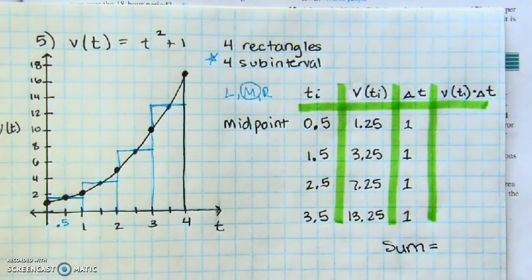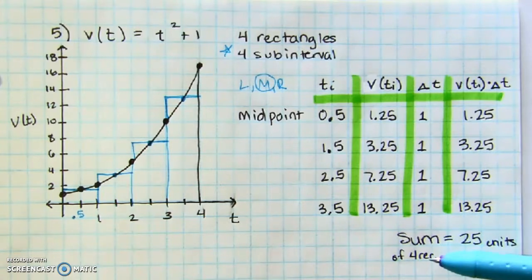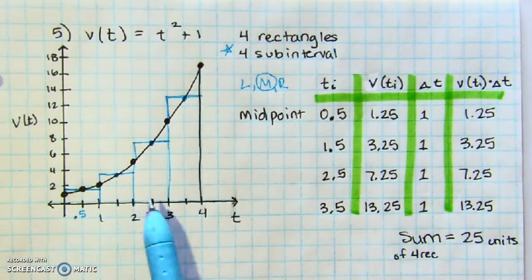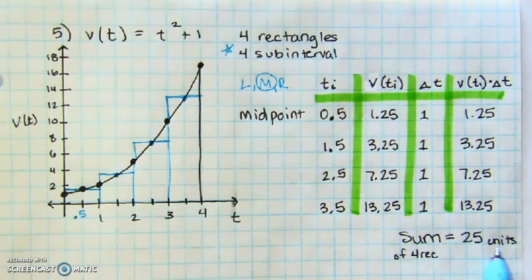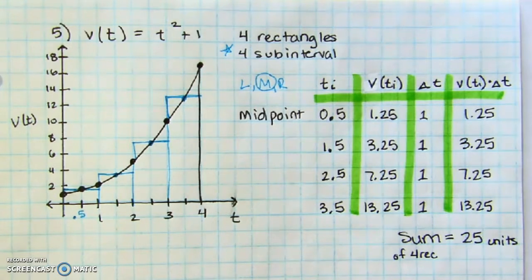I'm going to pause and add it up. All right, I paused it and I added it up and we got a whole number, 25. So that was the sum of these 4 rectangles that I drew here. You can color them or shade them if you want. And we get 25 units because we're doing velocity times time, which tells us where the particle was.